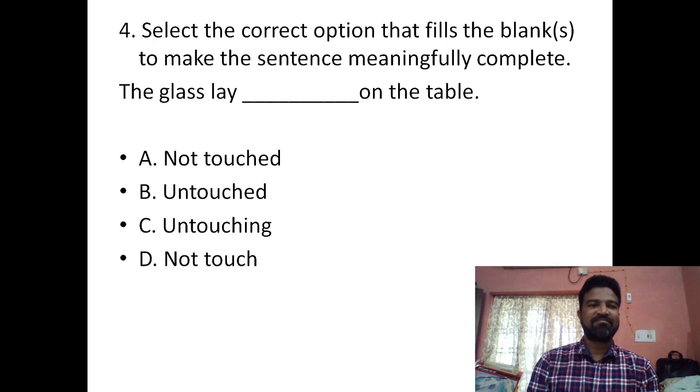Were you successful in guessing the answer? The answer is option B, untouched. The glass lay untouched on the table. The other options, not touched, untouching, or not touched, are wrong because they do not really fit into that particular blank. So option B is the correct one.